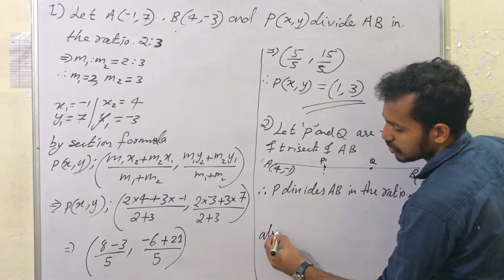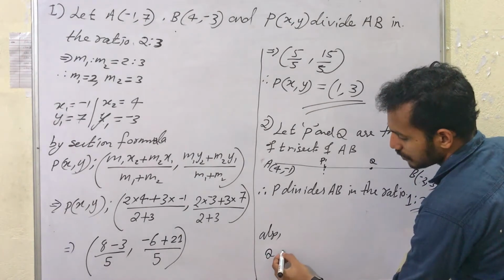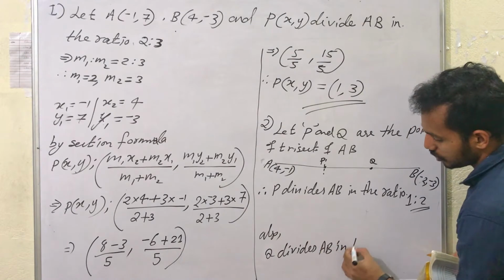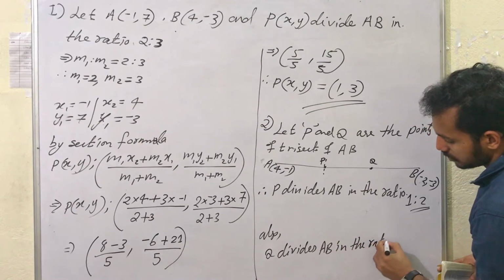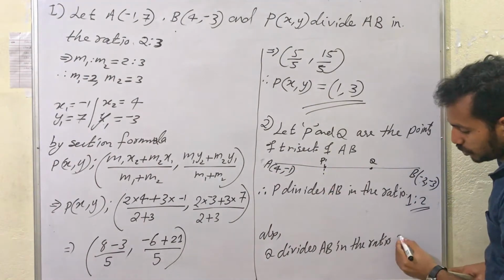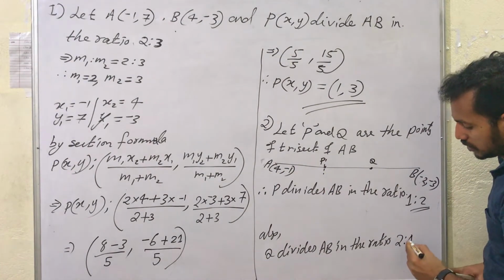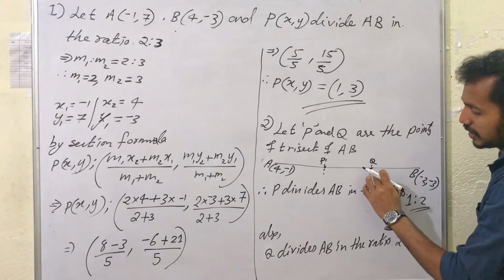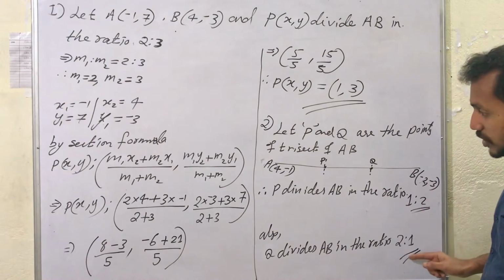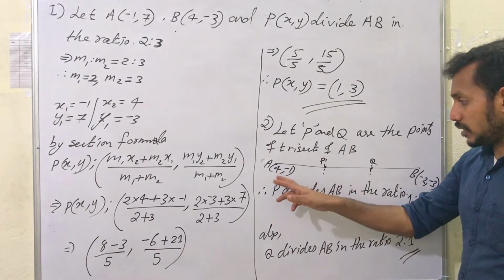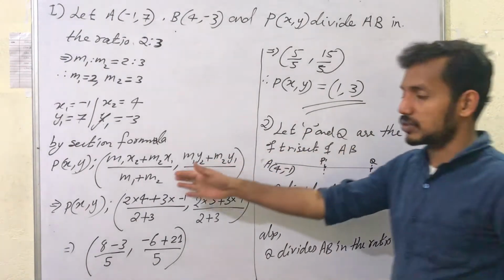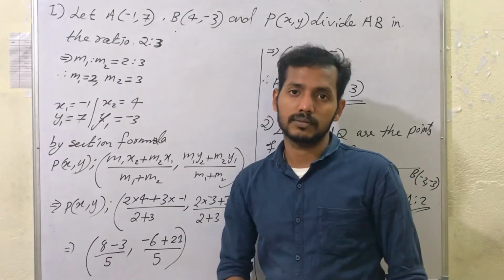Similarly, Q divides AB in the ratio. What will it be in case of Q? Here two portions, so 2, here 1. So it divides the entire line segment in the ratio 2:1. Now you have the ratios as well as x1, y1 and x2, y2. So you can easily substitute in this formula and you will get the coordinates.